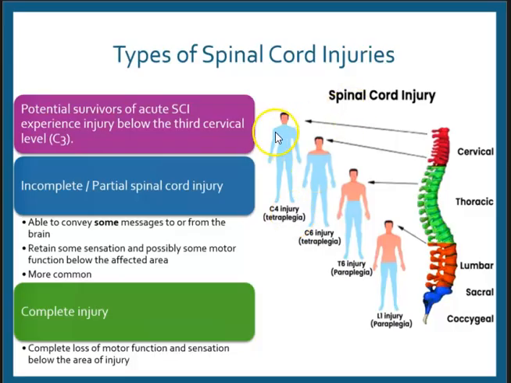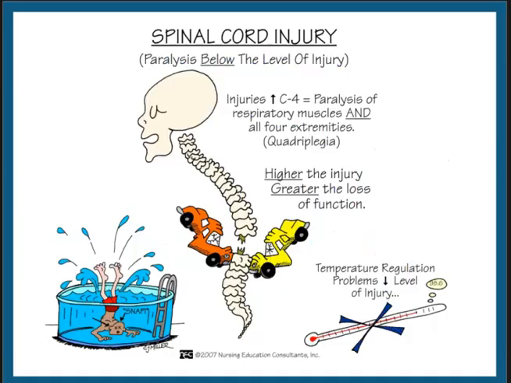When we get a cervical injury, remember, we always really get concerned about a C5 and above, but C3 is likely not going to survive. C4, we really worry about it, and that's going to be a tetraplegic or quadriplegic. Quadriplegic means all four extremities, where paraplegic means the two. So paralysis below the level of injury.